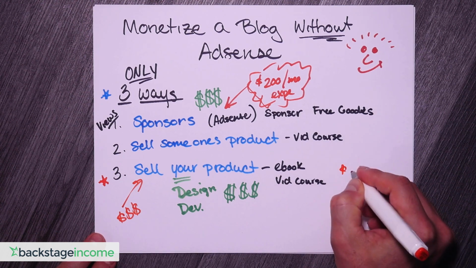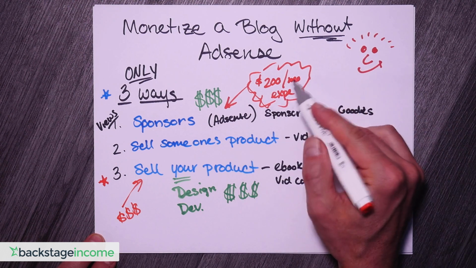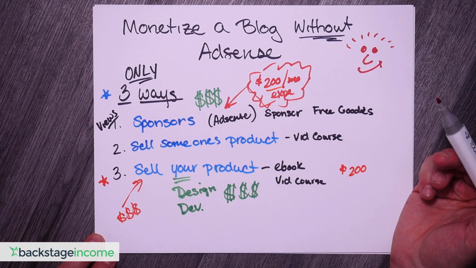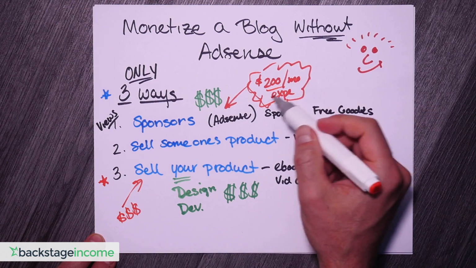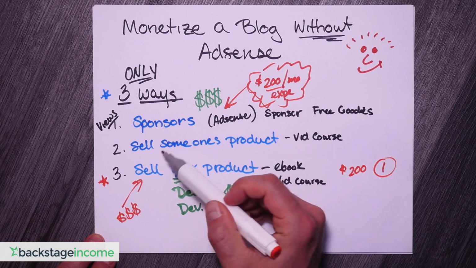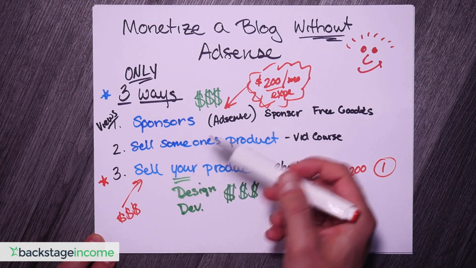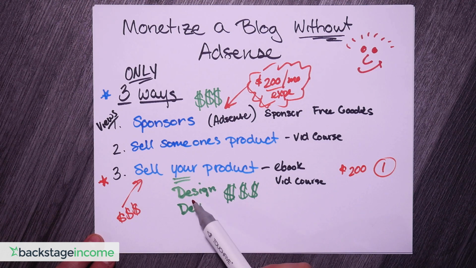Because here, if I sell something for, let's just say $200, versus here trying to get ads for $200 a month, I only have to sell one of these a month. Here, I have a whole month that I have to go through on views just to make that same amount of income. So anyways, the point being is that the deeper you can get into this cycle, the better off you are.